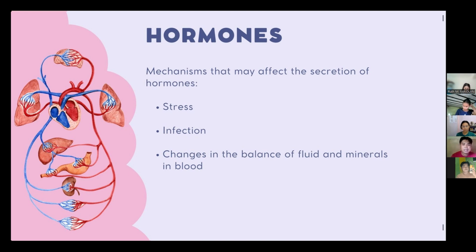Last is the changes in the balance of fluid and minerals in the blood. A humoral stimulus refers to the control of hormone release in response to the change of extracellular fluids such as blood or the ion concentration in the blood. For example, a rise in the blood glucose levels triggers the pancreatic release of insulin.